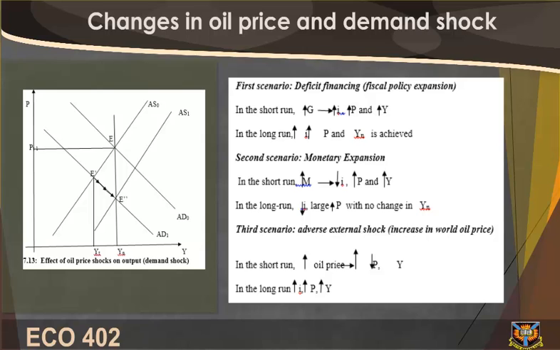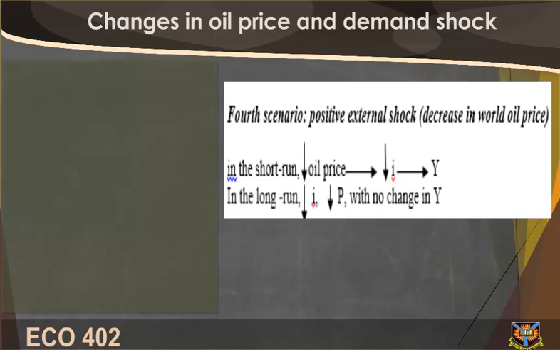Third scenario, adverse external shock, increase in world oil price. In the short run, oil price rises, P rises and Y falls. In the long run, P rises. Fourth scenario, positive external shock, decrease in world oil price. In the short run, oil price falls. In the long run, P falls with no change in Y.